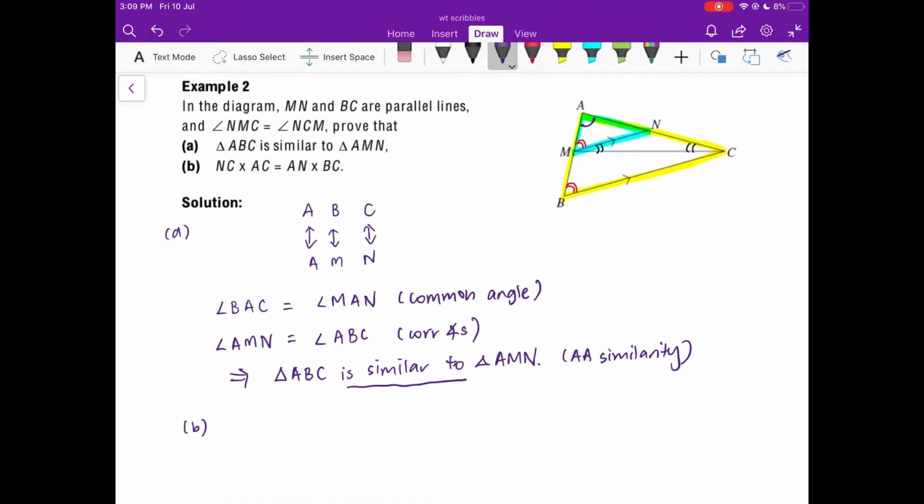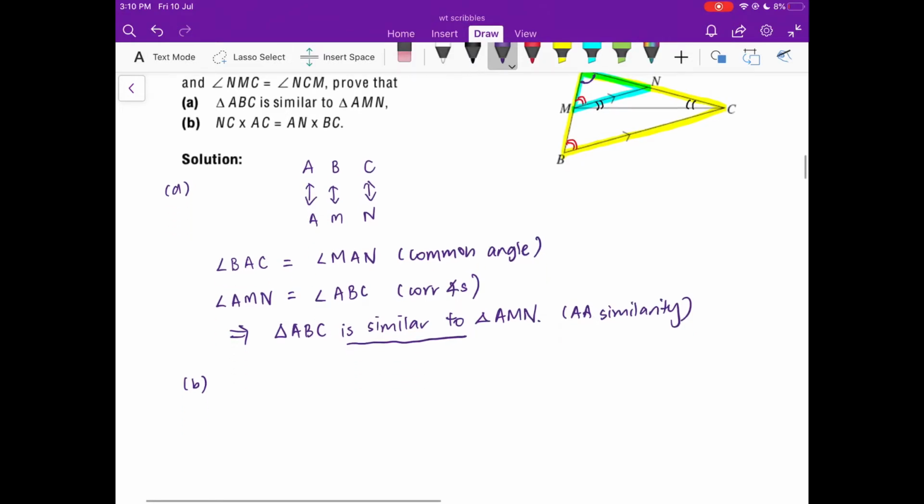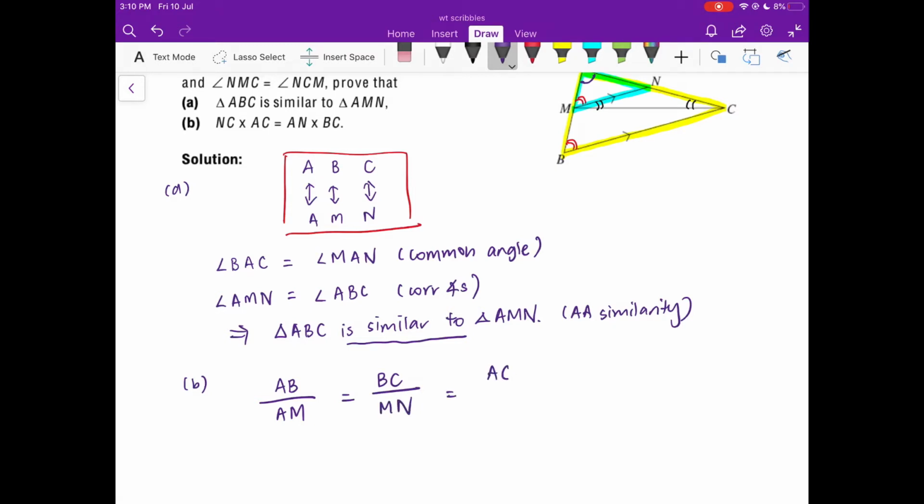Usually part A and part B link. So when we know that these two triangles are similar, we learn that their lengths are corresponding. What can we say about the length AB? The corresponding length will be AM. Followed by BC, the corresponding length is MN. And lastly, AC, the corresponding length is AN.